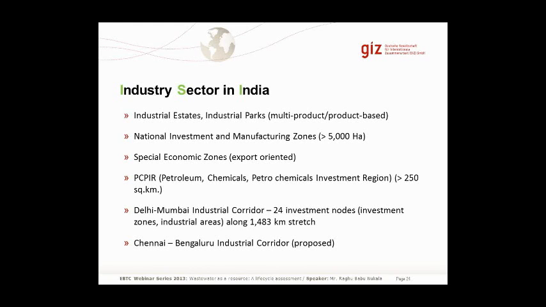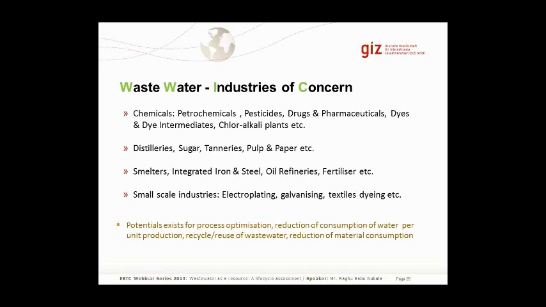For example, the new policy talks about national investment and manufacturing zones, which will have at least 5,000 hectares of land, special economic zones, which are export oriented, and petroleum, chemicals and petrochemicals investment regions, which will be at least 250 square kilometers in area. The Delhi-Mumbai Industrial Corridor is a trendsetter, which extends from Delhi to Mumbai, 1483 kilometers in stretch and 150 kilometers on either side. The Chennai-Bangalore Industrial Corridor has been proposed in the recent budget.